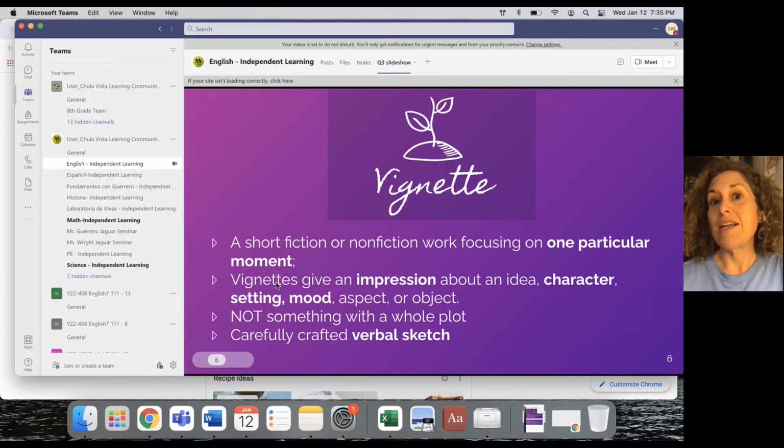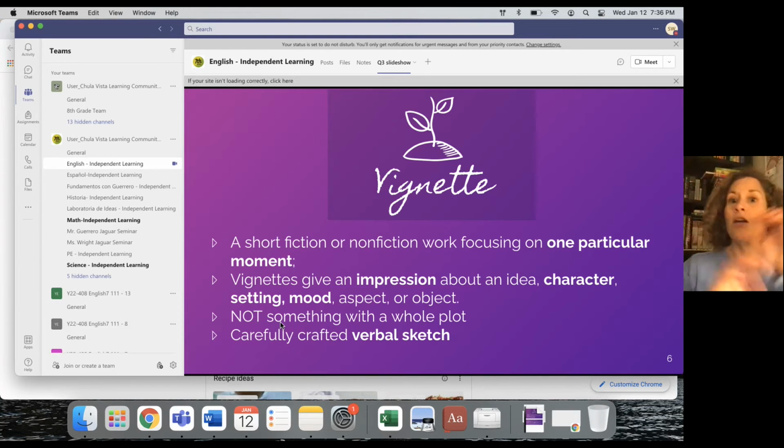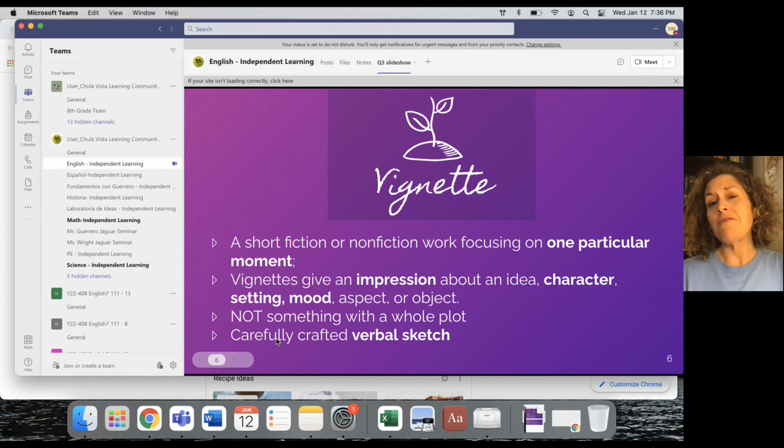Vignettes give an impression about an idea, character, setting, mood, aspects, or object. By mood, like in modern plain language, we would say vibe. It is not something with a whole plot, okay? So when we read short stories, first quarter, way back in August, September, whatnot, and we did a little plot diagram, like, oh, this happened, and now here's the rising action. That is not a vignette, okay? A vignette is just a carefully crafted verbal sketch. And you should have that in your notes, okay? That will come up again. That would be something on an open note test.